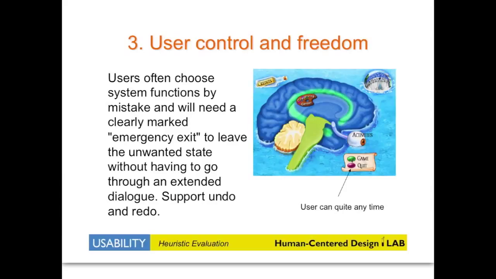User control and freedom. Users often choose system functions by mistake, and they need what they call an emergency exit to leave the unwanted state. For example, they play a game and they want to quit from the game, and they should be able to do that. And somehow the system could support undo and redo.